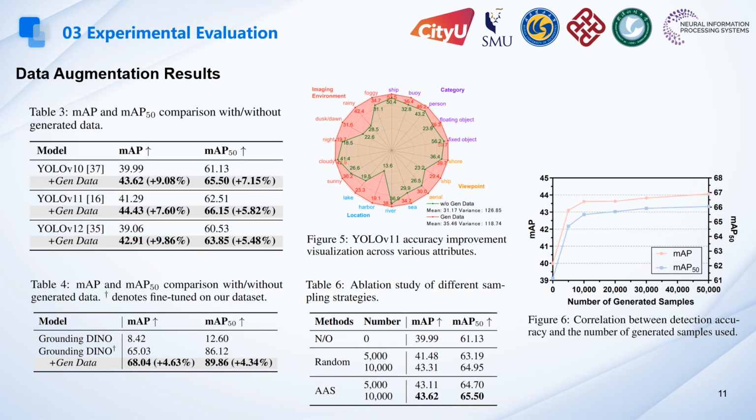Then, we tested how this synthetic data improves object detection. Adding our data to the training set gave a significant boost to various detectors, from YOLO models to open vocabulary ones. Crucially, our active sampling strategy was key here. It efficiently selects the most valuable data, which not only boosts overall performance, but also reduces bias, especially improving accuracy on previously difficult attributes. This leads to greater gains with less data, as shown by the saturation effect in our charts.